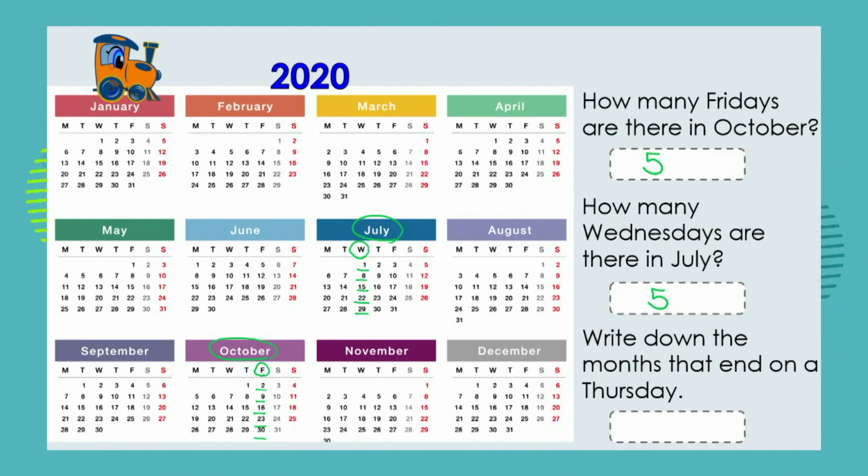So let's have a look at January first. We can see January ends on the 31st, which is a Friday. So we don't include January. Then February ends on a Saturday. So we don't include February. March ends on the 31st, which is a Tuesday. So we don't include March. April ends on the 30th, which is a Thursday. So we can write April.